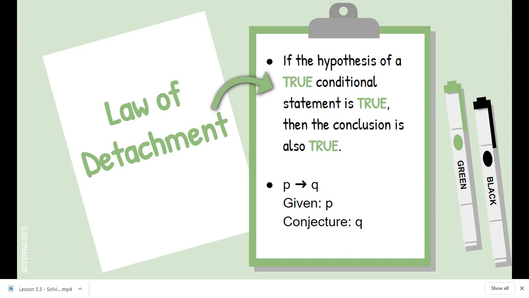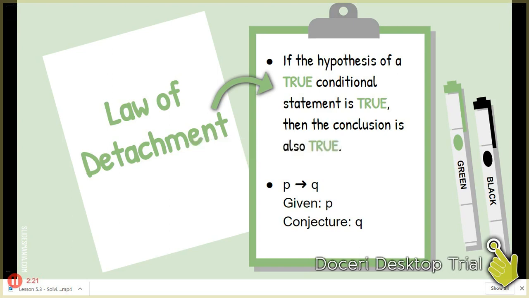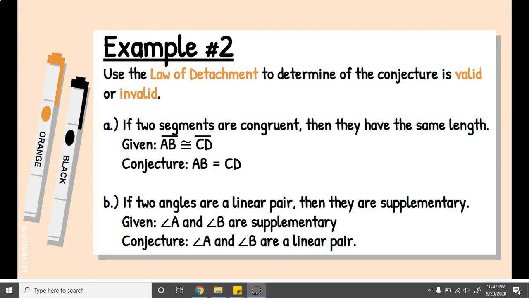Then we have what is called the law of detachment. The law of detachment says if the hypothesis of a true conditional statement, so our conditional statement has to be true, and if our conditional statement is true, if the hypothesis is true, then the conclusion is also true. So that means if we're looking at a true conditional statement, if P then Q, if we are given the hypothesis, we can conclude that the conjecture Q is also true.